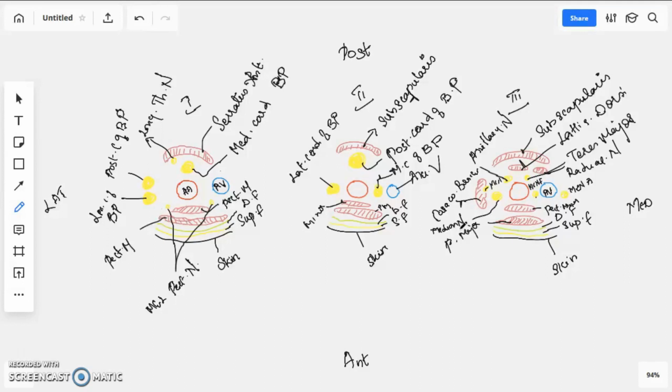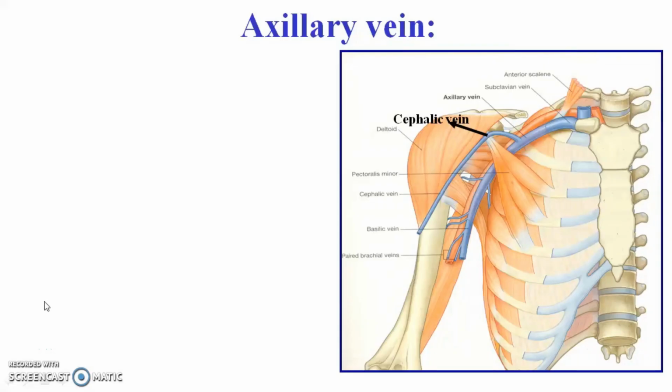Now we can move on to the next topic called the axillary vein. So I think you people are clear with the axillary artery and the other contents and boundaries of the axilla. Now we will move on to one more important content which is present in the axillary region, that is the axillary vein. Always remember that some major arteries are accompanied by their corresponding veins. So the axillary artery is also accompanied by a vein called the axillary vein.